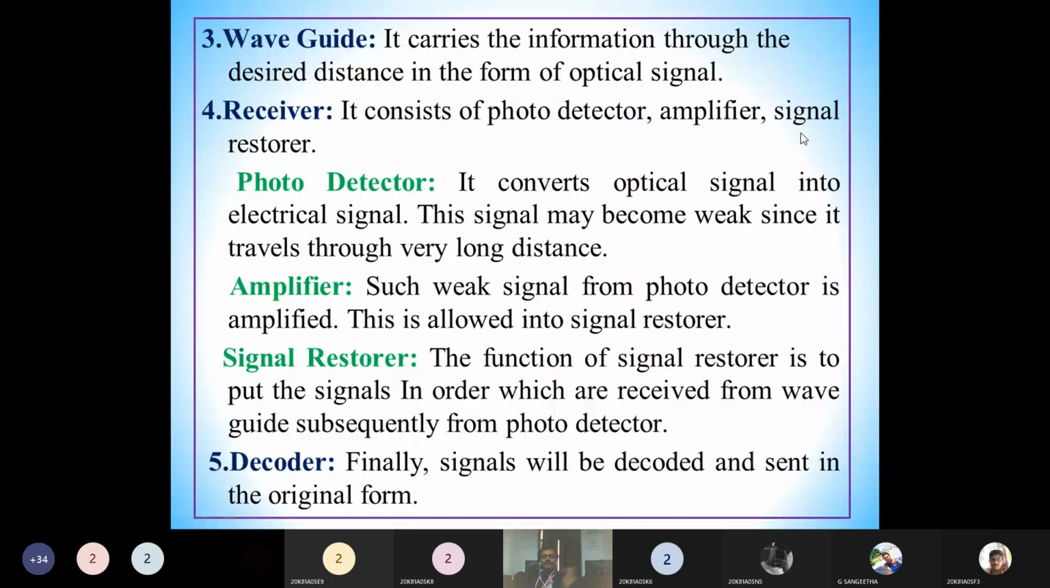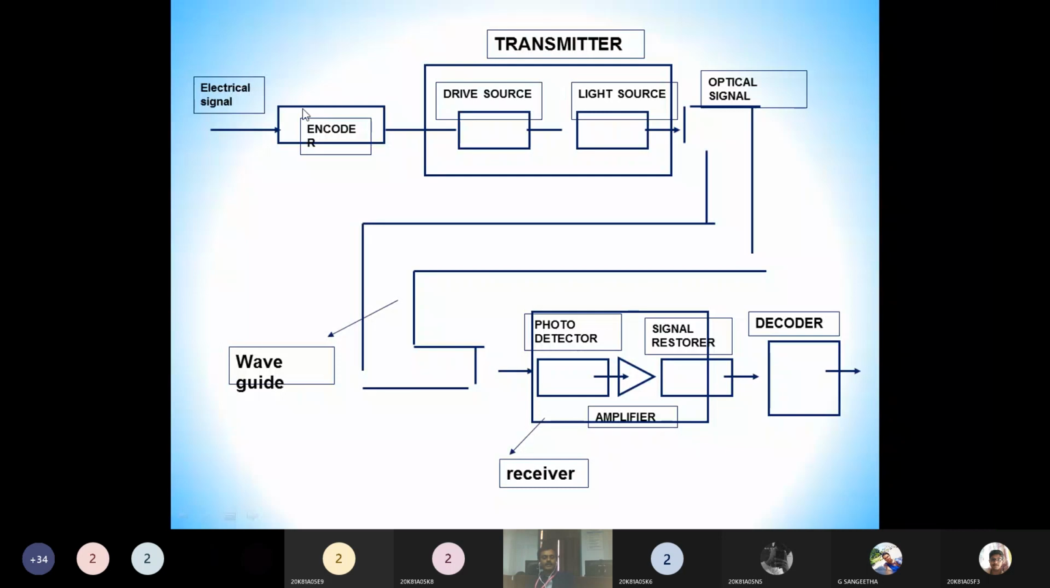Finally, the signal receiver receives the signals and displays whatever it is, such as the picture. So the photo detector, amplifier, and signal restorer are given. Finally, the signals are decoded and sent in the original form. The decoder decodes the electrical signals received from the signal restorer. Okay, a block diagram is given here, see.